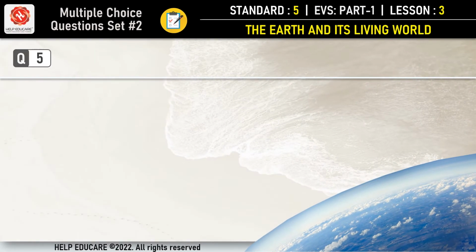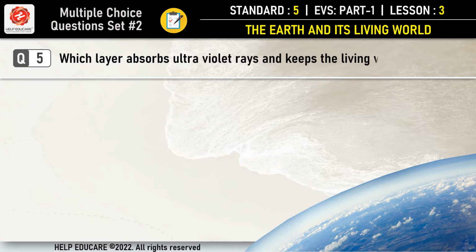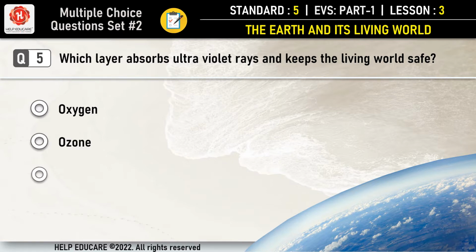Question number 5. Which layer absorbs ultraviolet rays and keeps the living world safe? First option, oxygen. Second option, ozone. Third option, carbon. Fourth option, hydrogen.